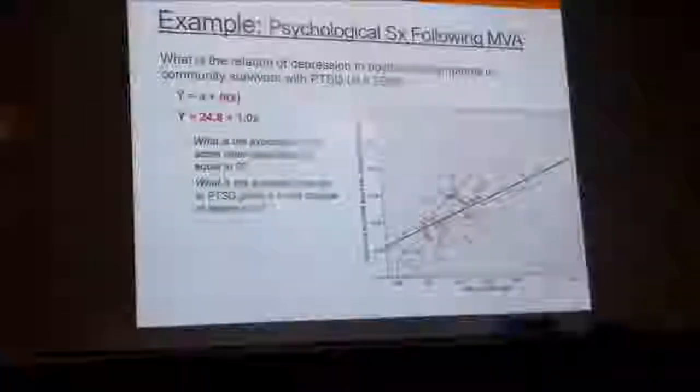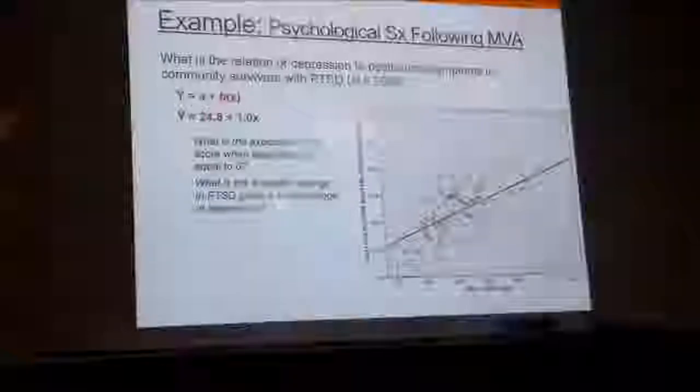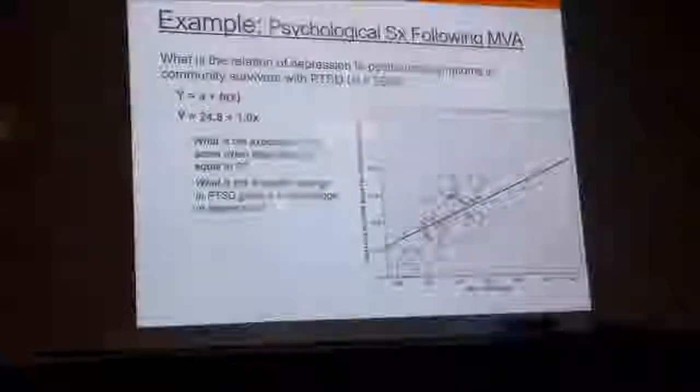So for every unit increase in BDI total score, we would expect a 1 unit increase in our corresponding DAB score. So, questions about this very basic formulation of the GLM? This is the GLM in its most basic form.